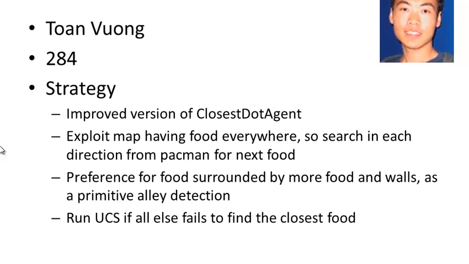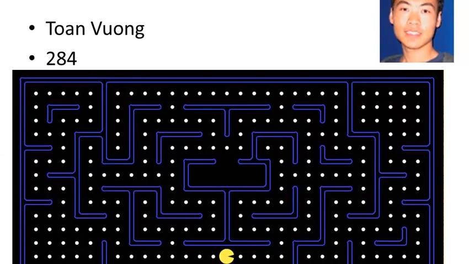Strategy: improved version of the closest dot agent. Exploit map having food everywhere, so search in each direction from Pac-Man for next food. Preference for food surrounded by more food and walls. Probably has a primitive alley detection. Run UCS if all else fails to find the closest food. Let's see how that plays out.